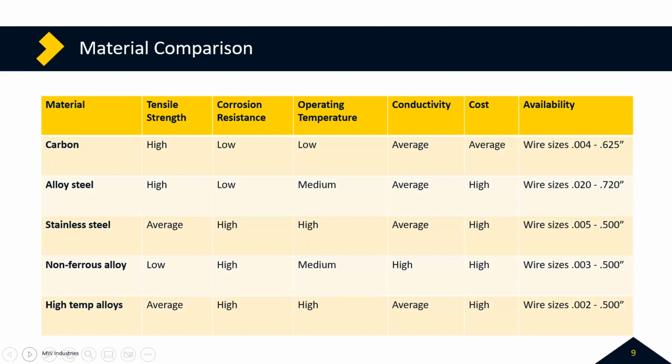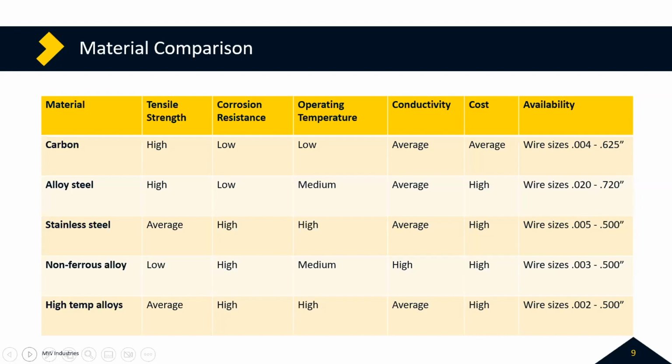Here we're going to discuss some various materials. The most common, we'll start with, is your carbon steels. They offer a high tensile strength. They're very low in corrosion resistance and low in operating temperature. Their conductivity is average and the cost is average. Alloy steel is similar to carbon steels, but they offer a better advantage when it comes to operating temperatures. So they're high in tensile, low in corrosion, but we're able to use them at much higher temperatures than your general carbon steels. And the cost is relatively higher than your carbon steels.